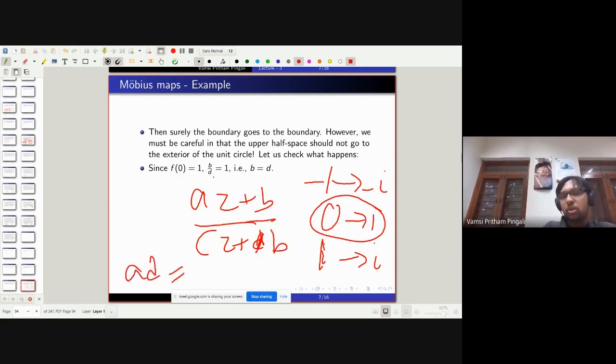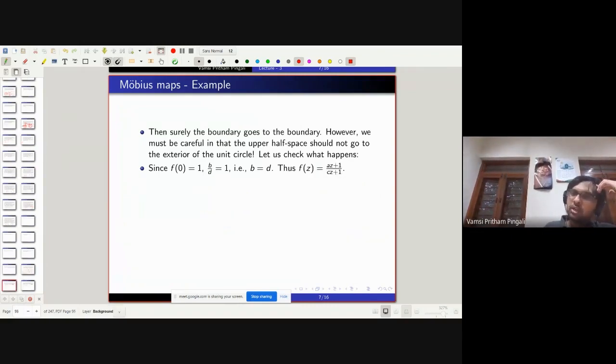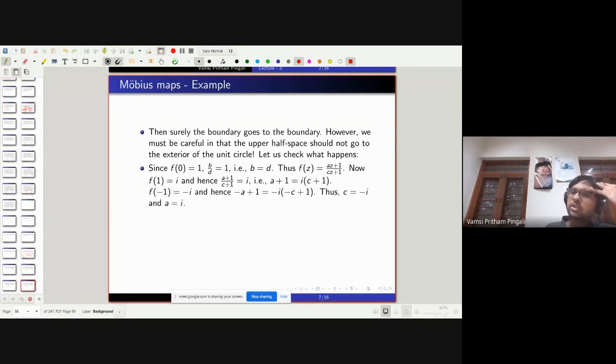And ad minus bc should not be 0. So in other words, ad should not be bc, that means b should not be 0. So we can divide by b and pretend that it is actually 1. Okay. So f of z is, maybe I should have written it as a tilde and c tilde. They are two different constants, but that's okay. We can abuse notation and write them as a and c. Now f of 1 is i, therefore a plus 1 by c plus 1 is i. That means a plus 1 is i times c plus 1. Likewise, f of minus 1 is minus i. So minus a plus 1 divided by minus c plus 1 is minus i. So you can just solve these two simultaneous equations. If, for instance, you subtract out, you'll see that 2a equals 2i. So a is i, and likewise c is minus i.